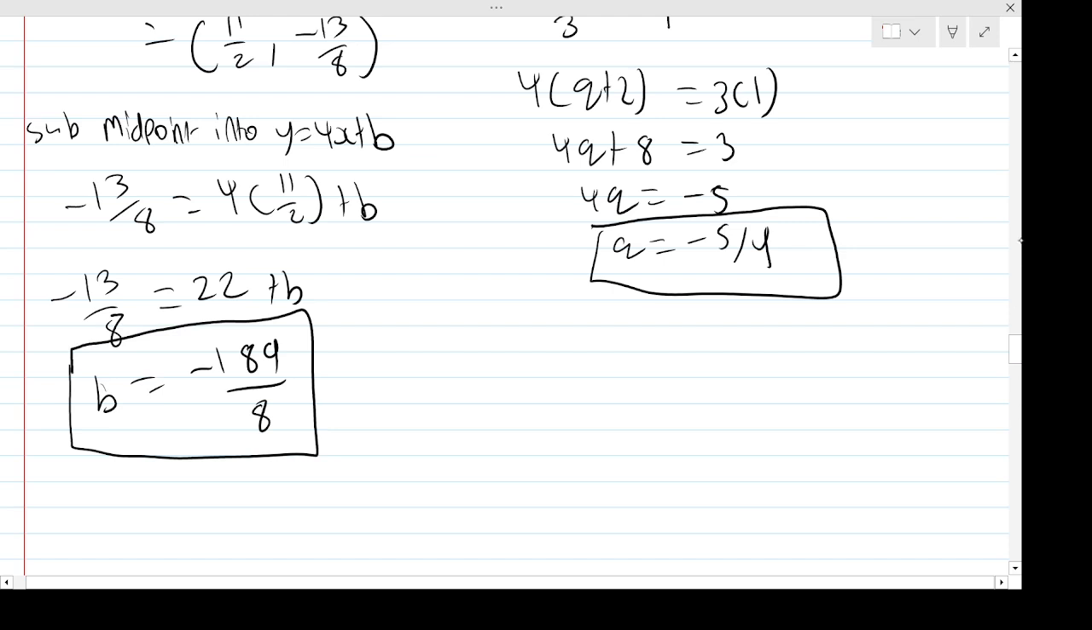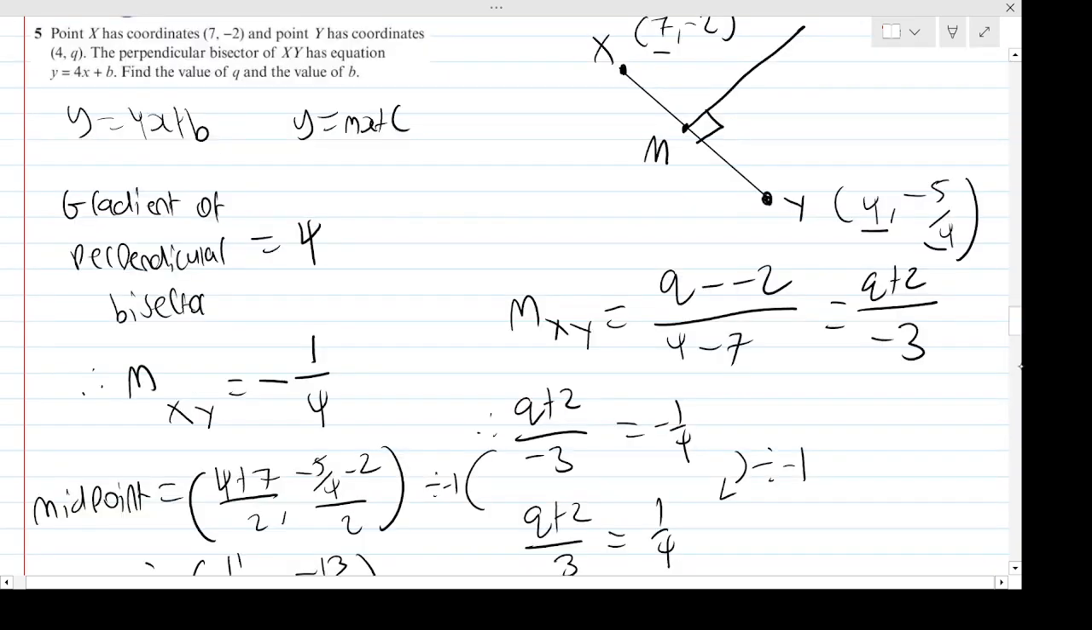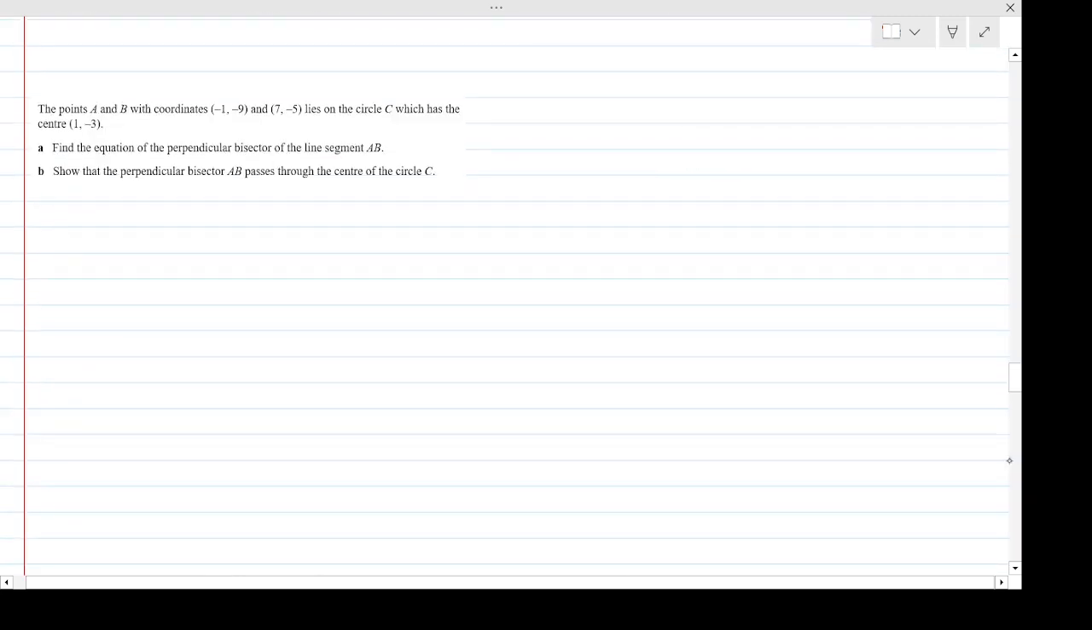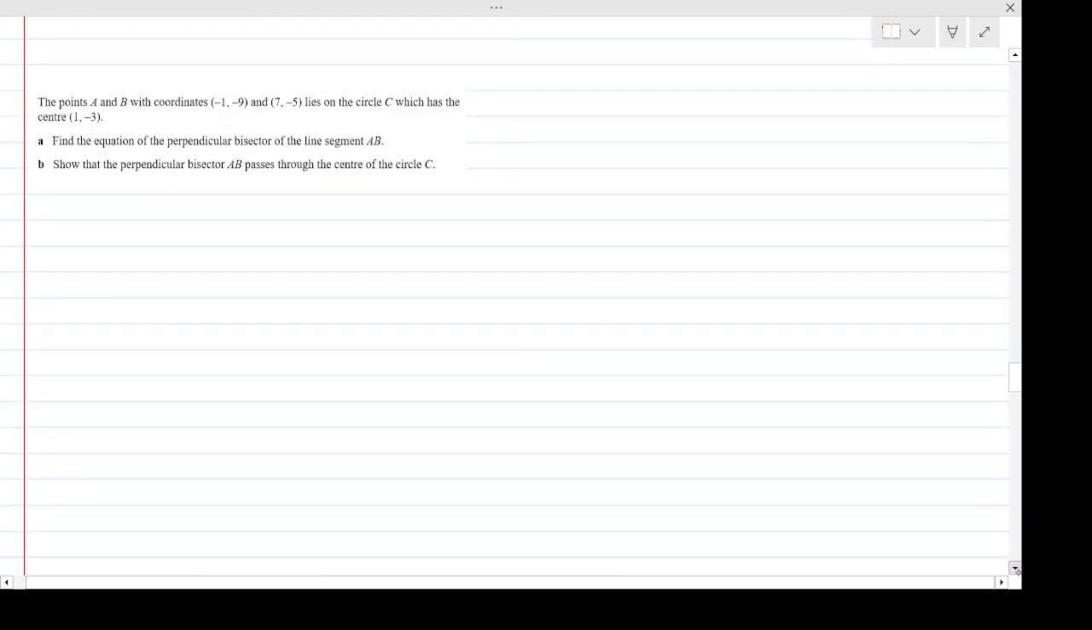Cool. So hopefully it's starting to make sense now, the idea of bisectors, the fact that they're perpendicular and they're through the midpoint, and we can use that to solve missing values again. But yeah, okay, let's have a look at this problem then.